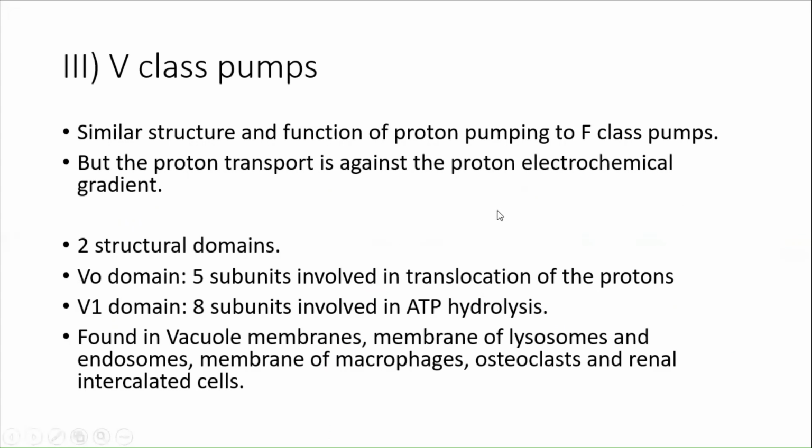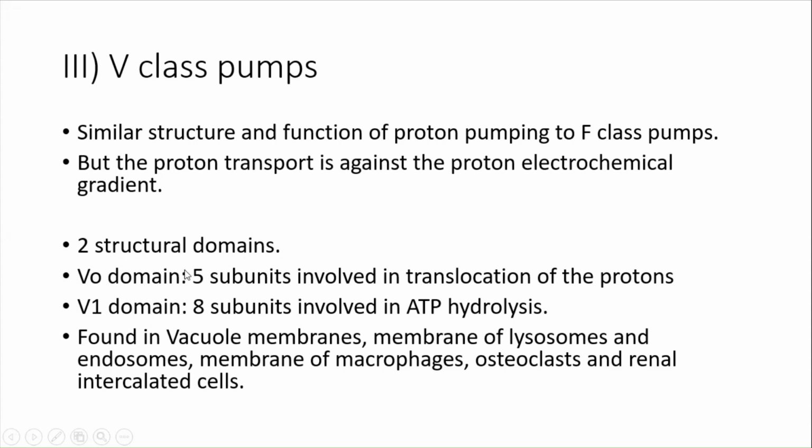Okay. Now the third class we can talk about is the V class pumps. So where do you find this V? You can find it on the vacuole. And where are vacuoles found? Food vacuole, gas vacuole, and they are present in plants, correct? So in all those areas the V class pumps are present. They are similar in structure and function of proton pumping to the F class pumps.